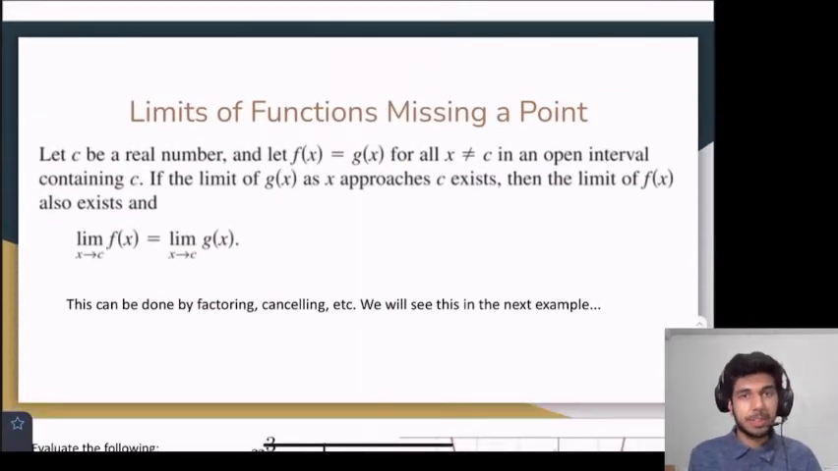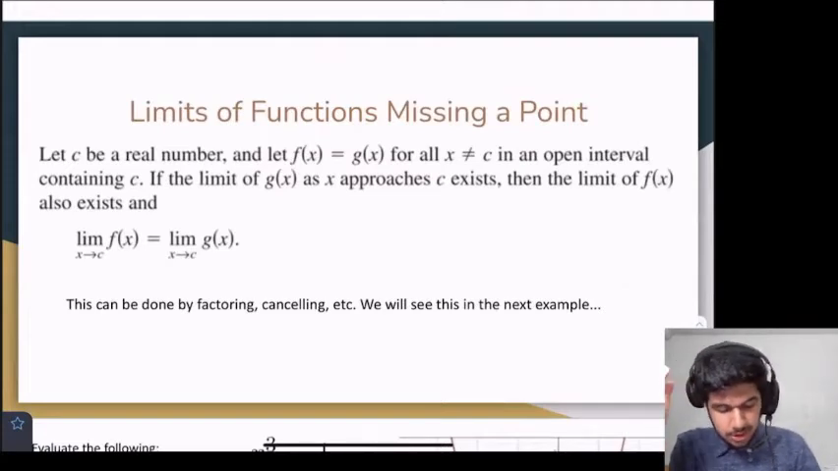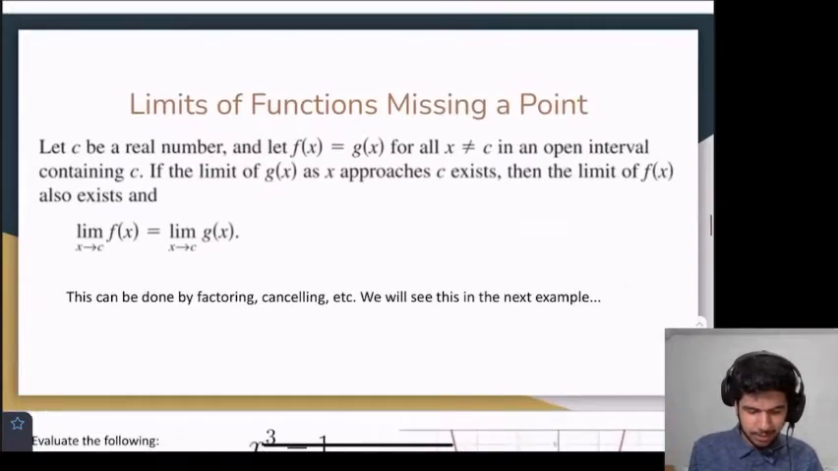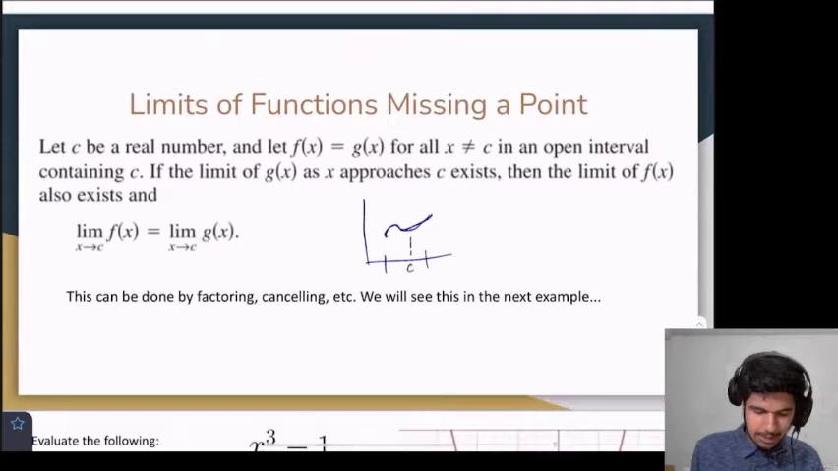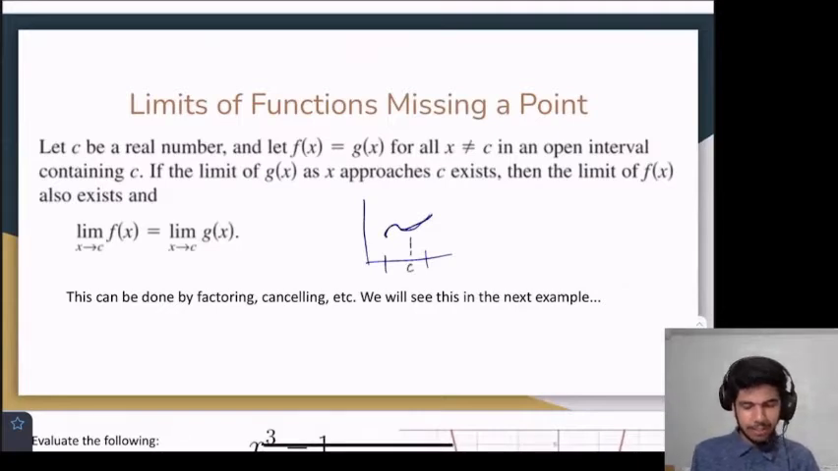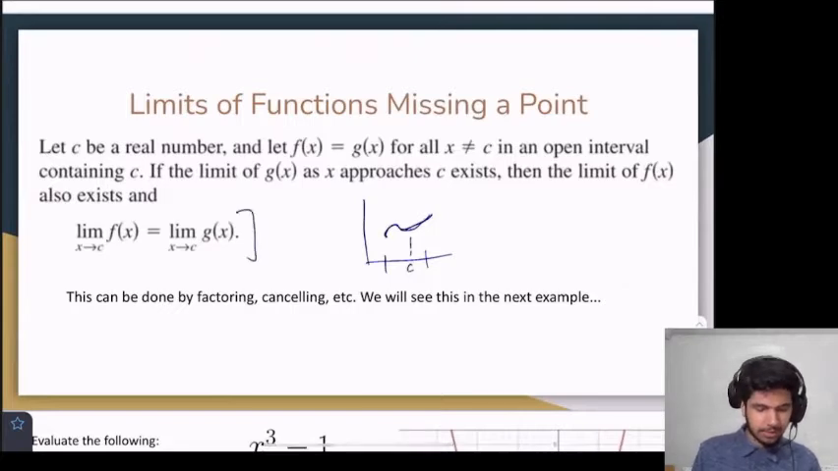So what happens if we're dealing with a function that's missing a point? That can happen. We can have a function where there's no value at that point. So let c be a real number, and let f of x equal g of x for all x not equal to c in an open interval containing c. We have some sort of interval, and f of x equals g of x, so it's the same function, except for some point c. If the limit of g of x as x approaches c exists, then the limit of f of x also exists, and we have this relationship right here.